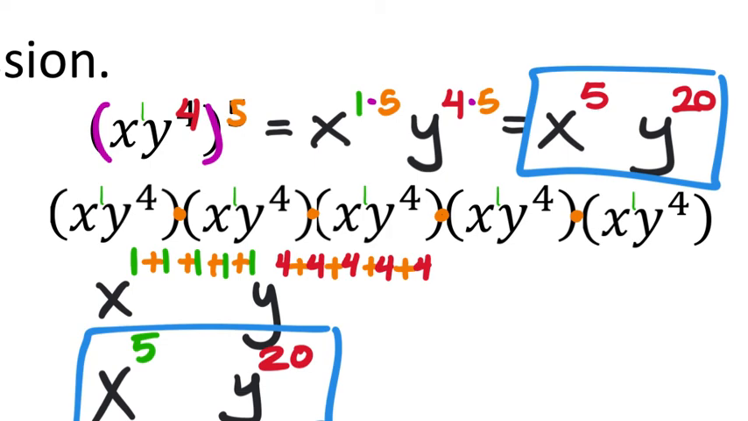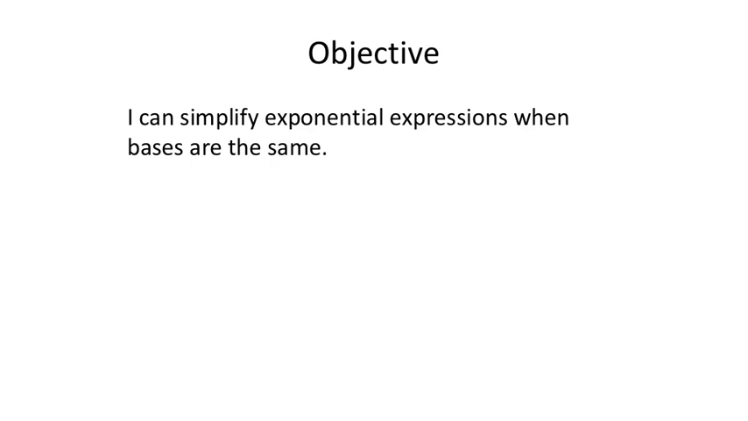Okay, so I believe you may see a problem like this on the assignment. If you don't, then just know that it's coming. And yeah, we could work with this even when there's more than one base in the parentheses. All right, so there's our objective again. We should be able to simplify exponential expressions when bases are the same for now. Okay, and again, we've gone over the three basic operations for exponents. Addition, subtraction, and now multiplication. Again, we will not be covering division of exponents in this class because that is a ninth grade theme.